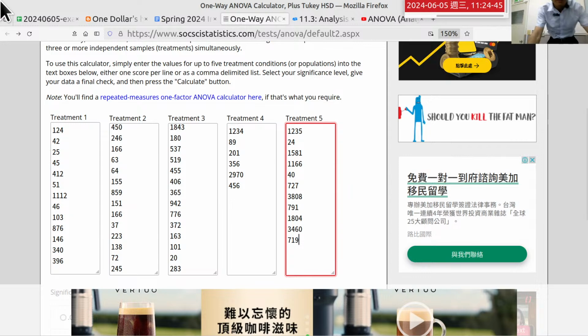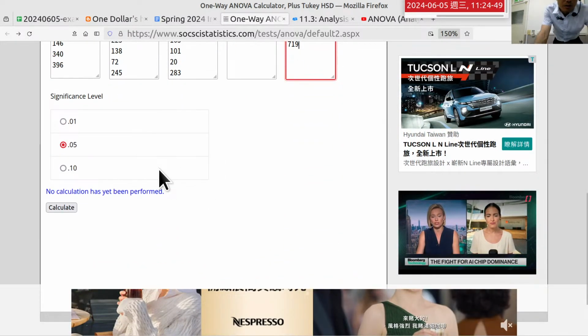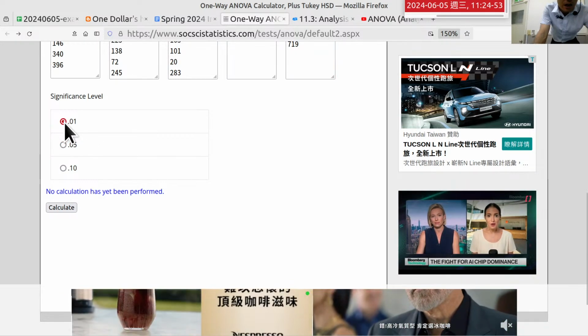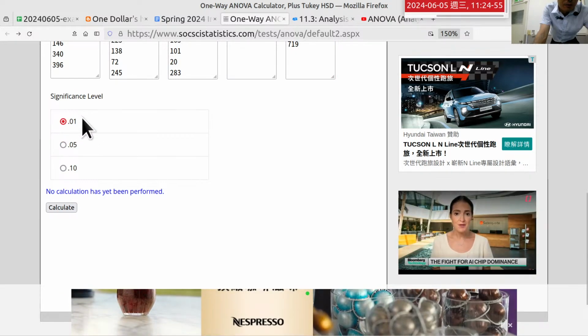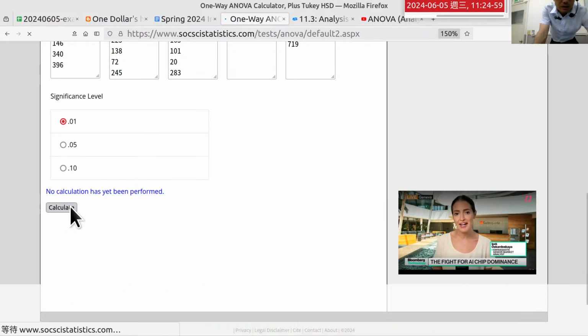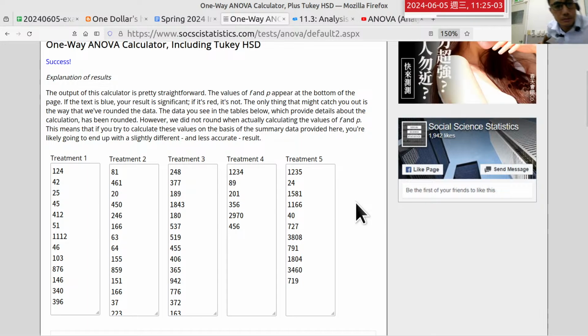Okay, then we can set the significance level as the textbook is set, at 0.01. I click 0.01 and click calculate. Okay, and got the results.